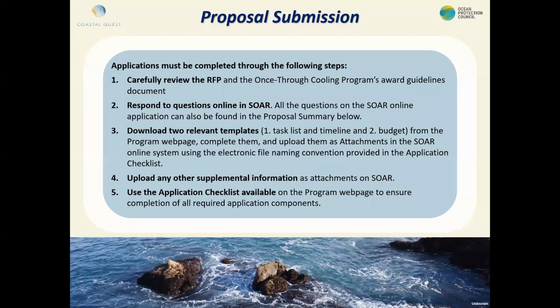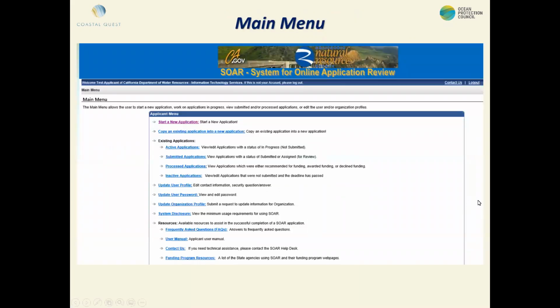And then the fourth step is to upload any other supplemental information as attachments. And finally, use the application checklist as available on the program webpage to ensure completion of all of the application components. So those are the steps. Now I'm going to show you what the SOAR system looks like for those of you who haven't created a login yet and started that process.